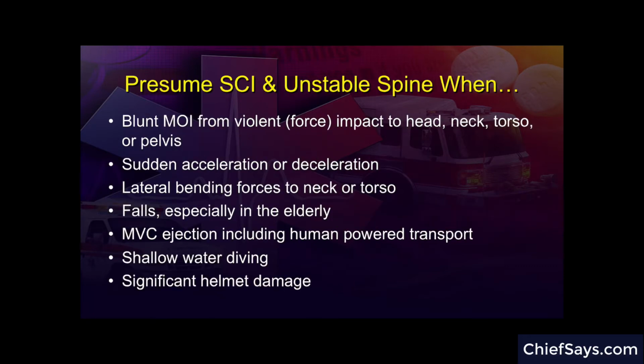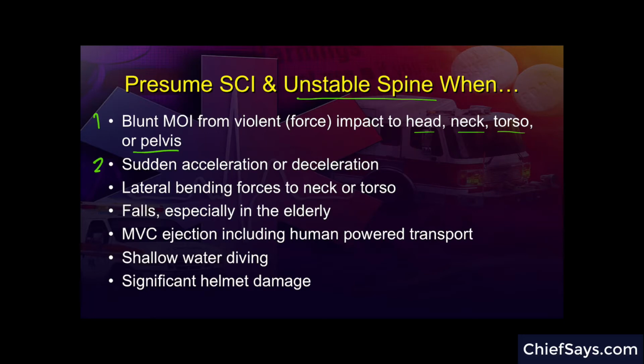When managing patients that we have a mechanism of injury that has a high index of suspicion for a spinal cord injury, we generally want to presume that we have spinal cord injury and an unstable spine in these circumstances. One, blunt MOI, or mechanisms of injury from violent forces that impact, as mentioned, the areas where the spine travels: head, neck, torso, and pelvis. And remember, the pelvis is attached to the lower region of the spine where the cauda equina is, so it can certainly damage the spinal cord, even though it's at the very terminal or lower end of it.